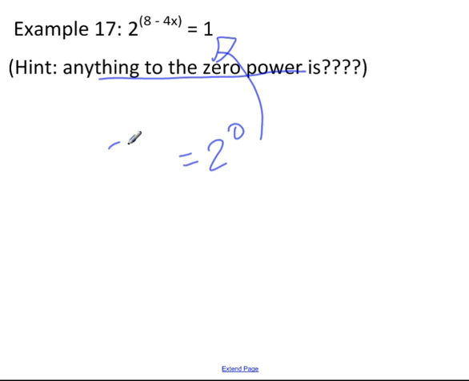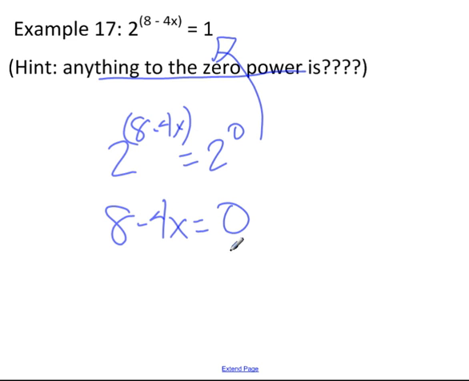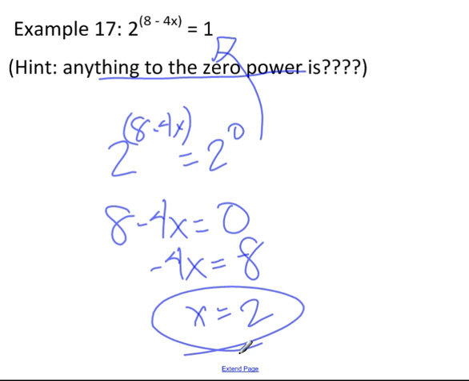So I'm going to write 2 to the 0 here, 2 to the 8 minus 4x. So 8 minus 4x just equals 0. Negative 4x equals negative 8, so x equals 2. And hey, look at that, we're all done. Under 10 minutes, how did I make that happen?